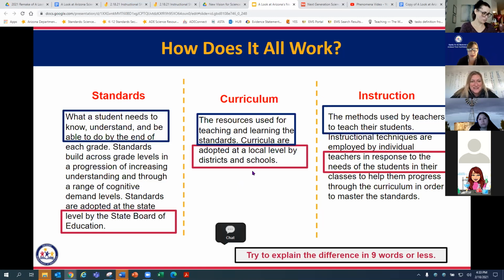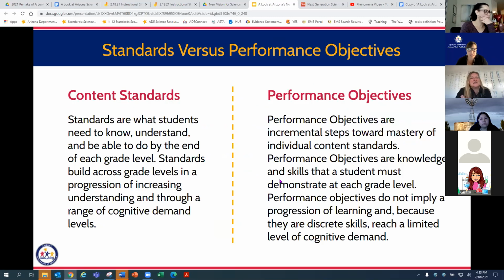I'm not going to walk you through a lesson or engage you in a lesson today, because that's not the focus. We're just going to take a basic, high-level look at what is included in these standards. So let's do a little history, a little walk back in time, and compare the old to the new.